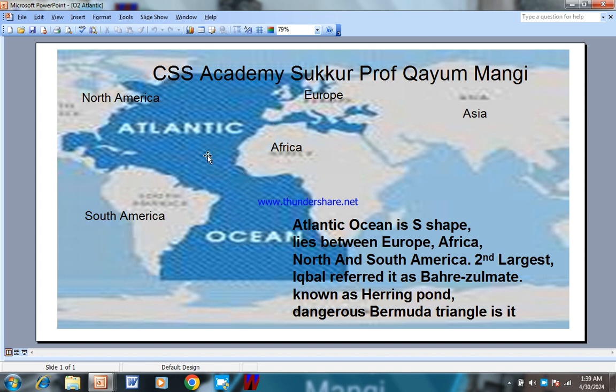This is the boundaries of the Atlantic Ocean. It is the second largest ocean of the world.